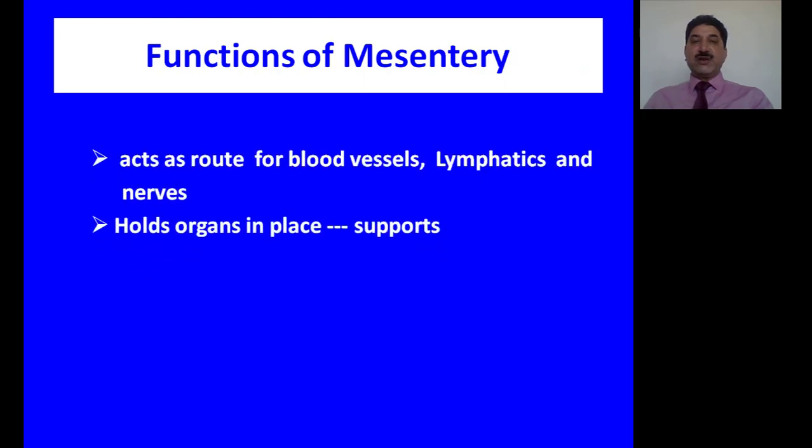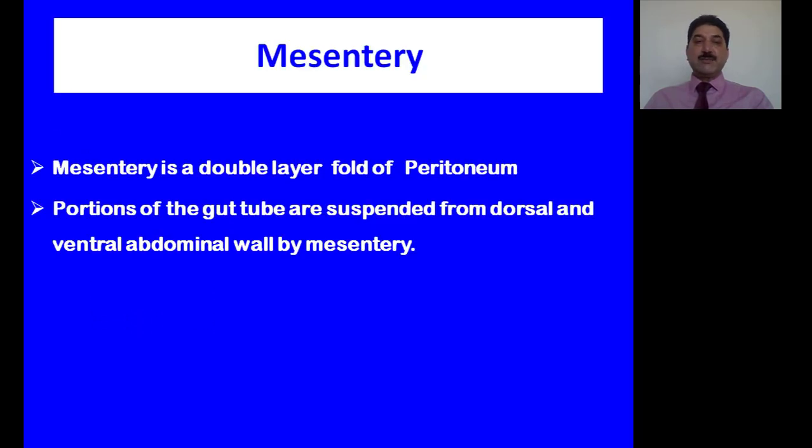What are the functions of mesentery? Mesentery acts as a route for blood vessels, lymphatics and nerves. It holds organs in place and supports them. It stores fat. So mesentery is a double-layer fold of peritoneum. Portions of the gut tube are suspended from the dorsal and ventral abdominal wall by mesentery. It encloses an organ and connects it to the abdominal wall.